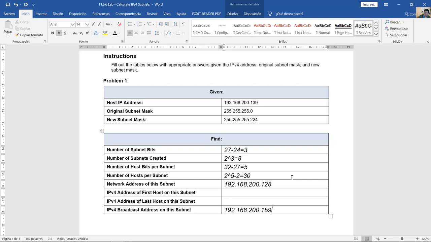192.168.200.159. So the first host is one next to the network address. So if the network is 128, the first is 129. And the last host is one before the broadcast. If the broadcast is 159, the last host is 158.